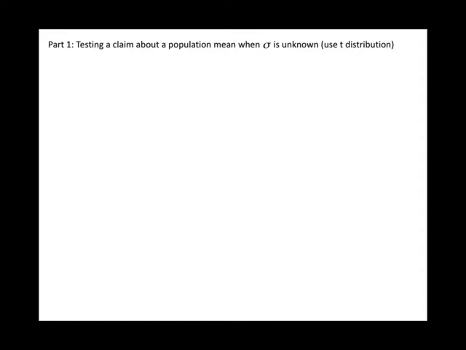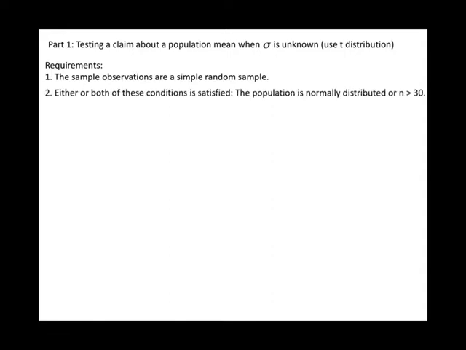When you are working on this kind of question, read the question carefully and make sure they gave the sample standard deviation instead of the population one. Then you have to use the t-distribution. Look at the requirements: a simple random sample, and either the population is normally distributed or the sample size is greater than 30. This is just like the central limit theorem. The original population has to be normally distributed, or the sample size has to be greater than 30.